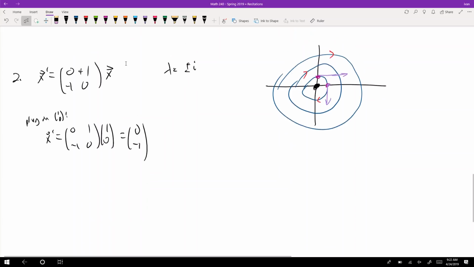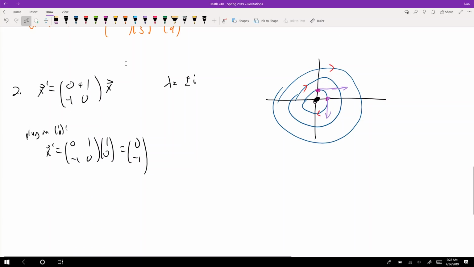Okay, any questions on this? So notice we can't find the eigenvectors, because what does an imaginary valued eigenvector do for us? Absolutely nothing, because we can't graph it in the 2D plane. Okay?